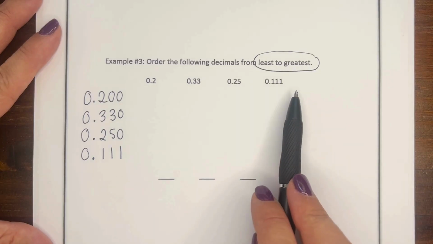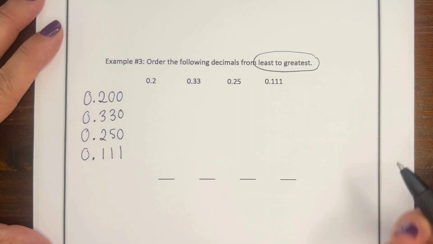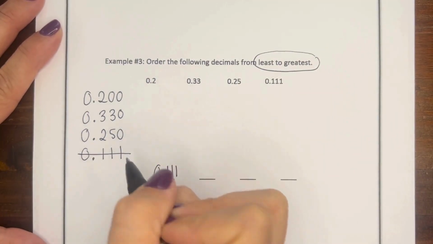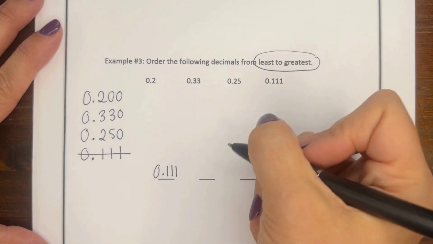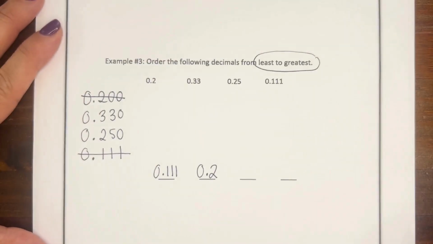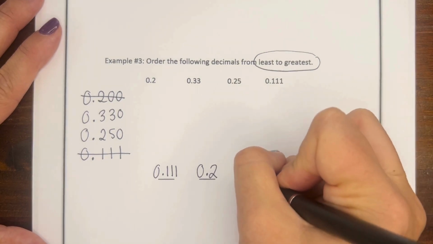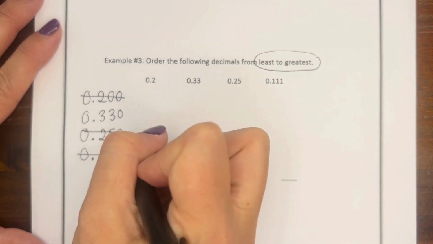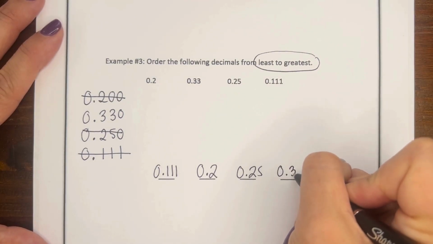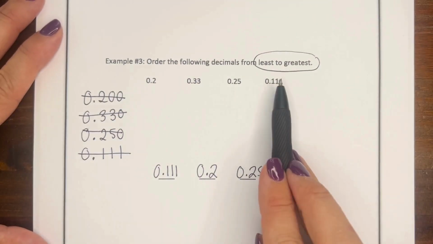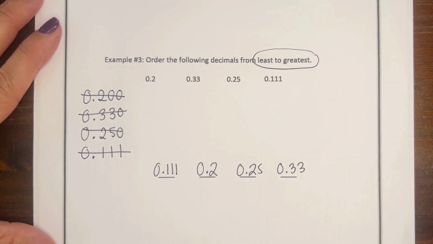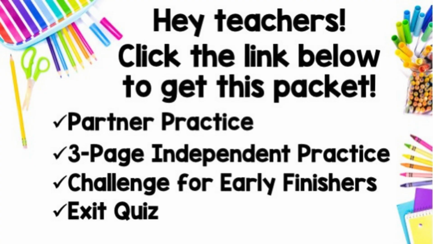Then it's really easy for me to just look and say, okay, which of these numbers is the smallest? 111 thousandths. I'm going to cross that one out so I don't use it twice. Up next we have, I'm going to go back to the original form of the number, which is 2 tenths. Up next, 25 hundredths. And then my greatest number, 330 thousandths or 33 hundredths. Double check that we did least to greatest, because sometimes they will flip that and ask us to do it greatest to least. So make sure you read those problems carefully.